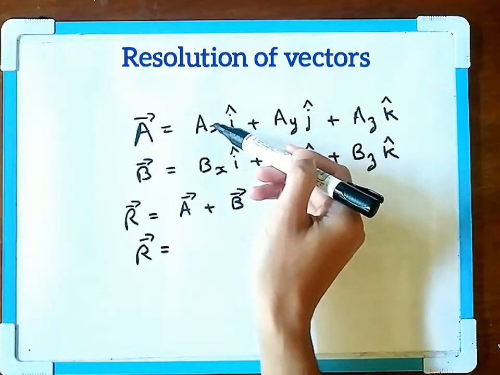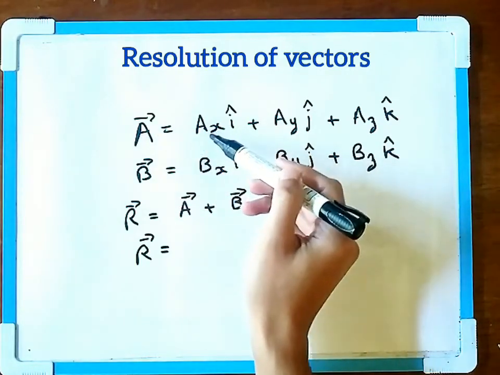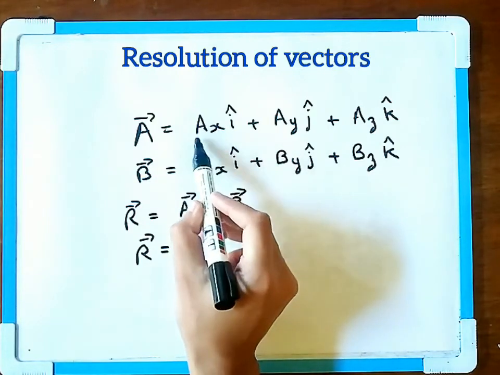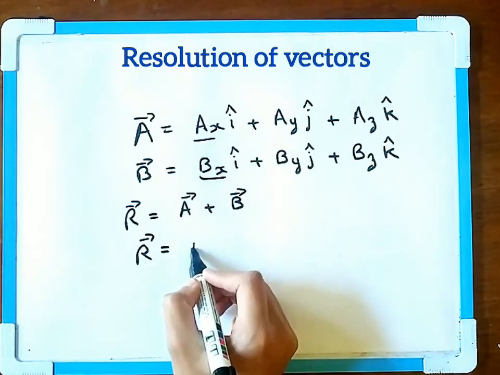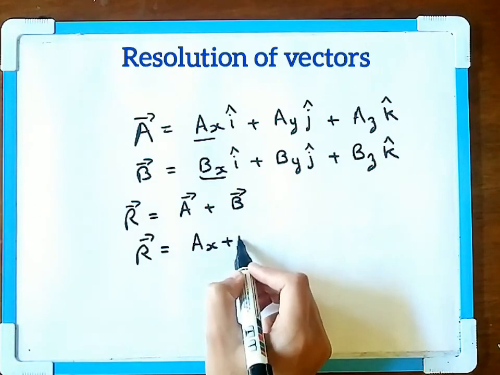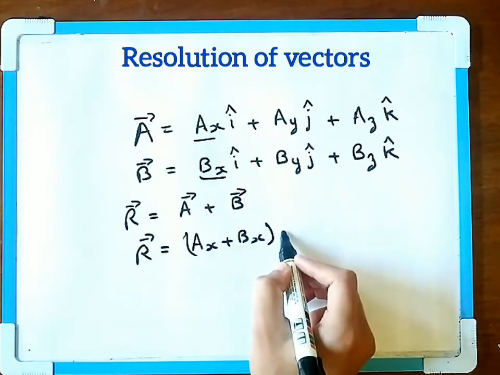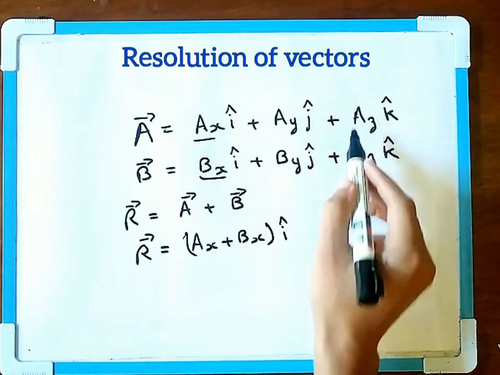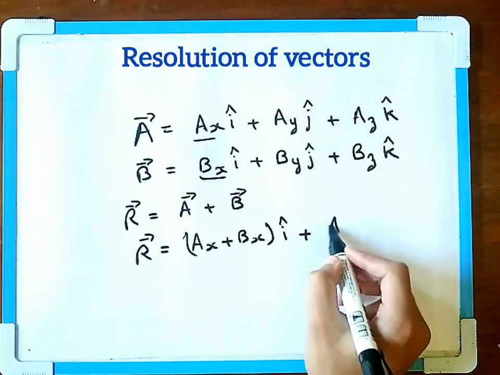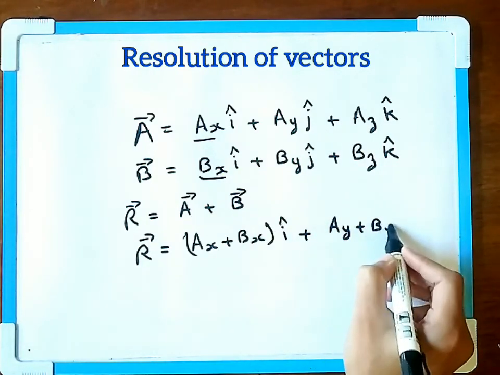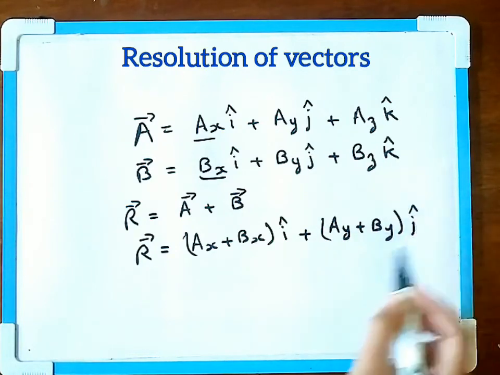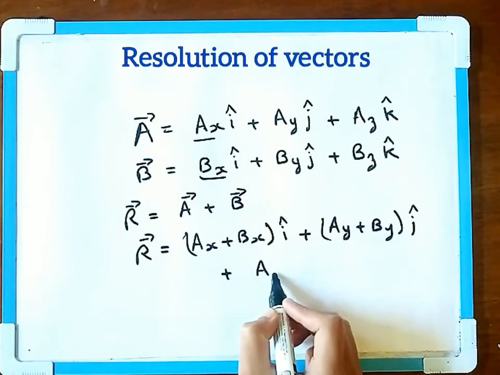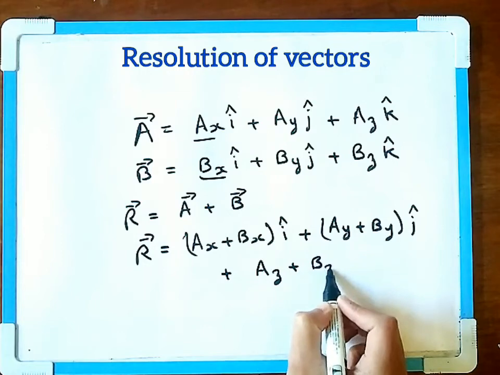adding the components along the x-axis. So the component of A along the x-axis is Ax, component of B along the x-axis is Bx. So simply add Ax and Bx. So here we have Ax plus Bx. So you'll have this component along the x-axis. Similarly here Ay, By, Az, Bz. So we'll get here Ay plus By and Az plus Bz.